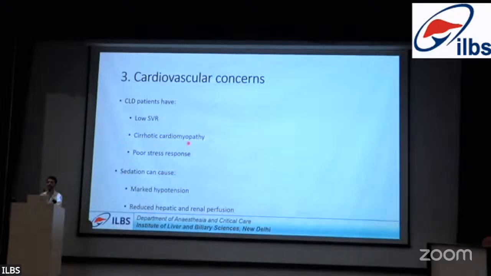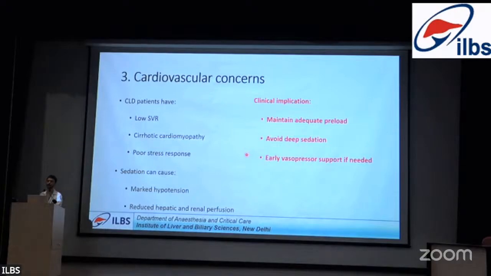Cirrhotic cardiomyopathy will be present in approximately 40 to 50% of the population, and they have poor chronotropic response to stress. That is, their tendency to increase heart rate will be blunted, and they might be on preoperative beta blockers also. So the sedation we give can cause marked hypotension in these patients and reduced hepatic and renal perfusion. The clinical implications will be to maintain adequate preload because the patients will be NPO from overnight. So it is better to start IV fluids in these patients, avoid a deep sedation and early vasopressor support if needed.